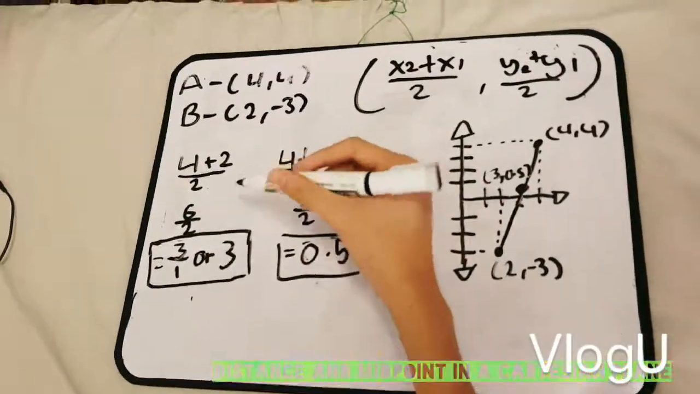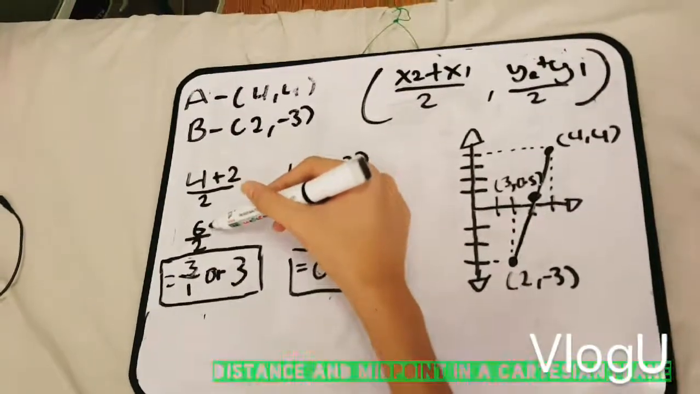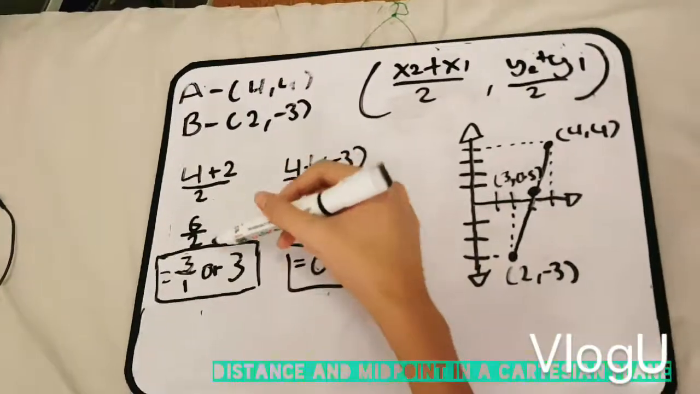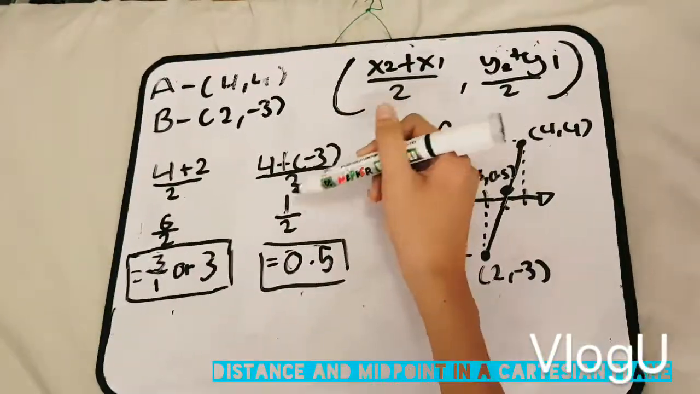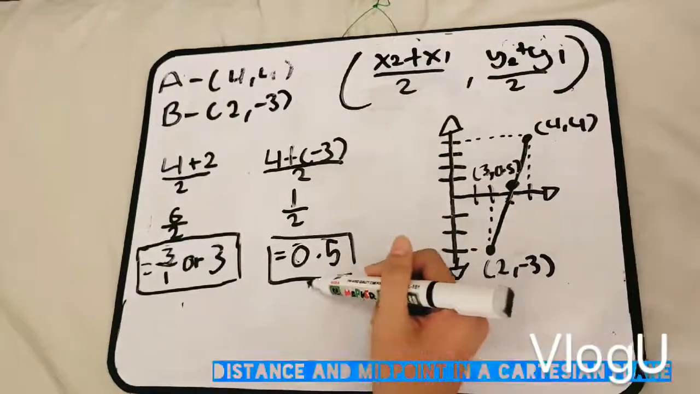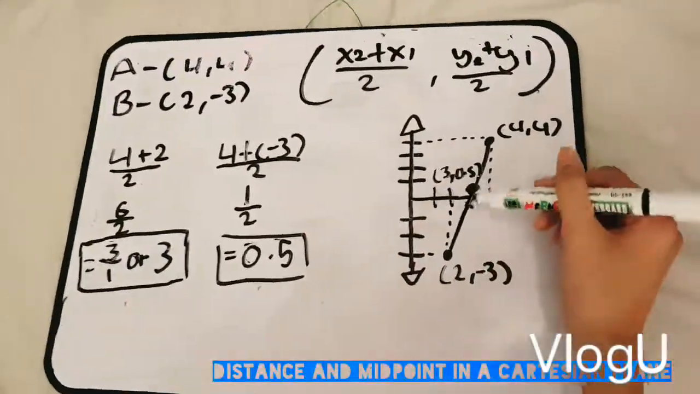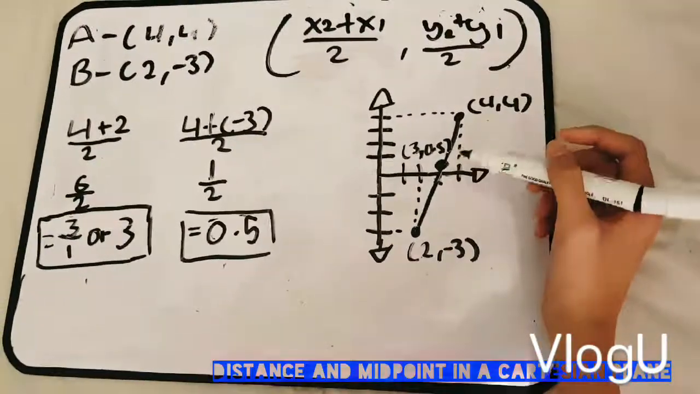The solution for the midpoint. 4 plus 2 is equal to 6 divided by 2. So the x is 3. 4 plus negative 3 is 1 over 2 is 0.5. Then this is the midpoint of the Cartesian plane.